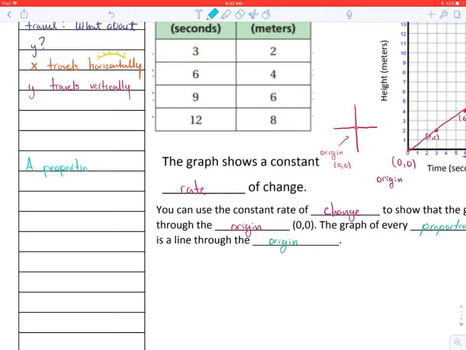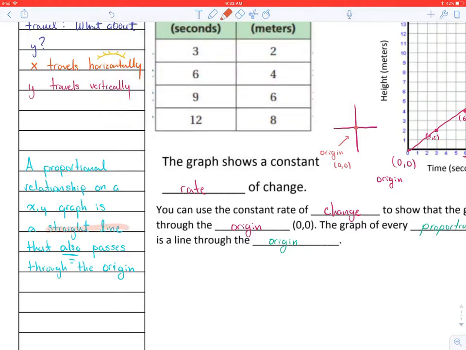A proportional relationship on a graph is a straight line, so no curves, and then the straight line doesn't change, so just one straight line that also passes through the origin. So those are our two requirements: a proportional relationship on an XY graph is a straight line.